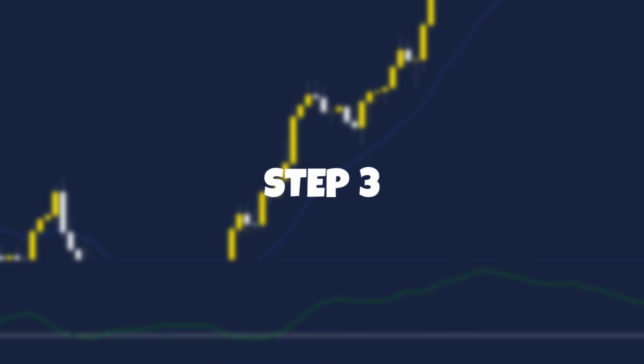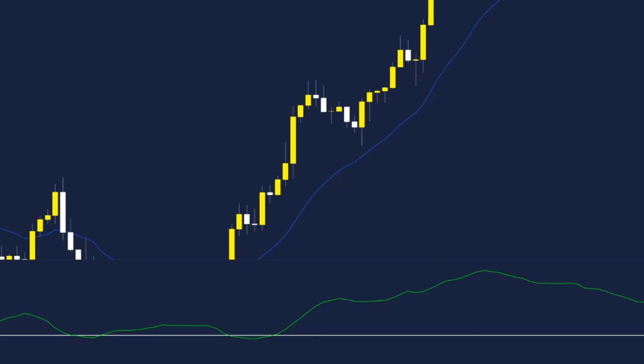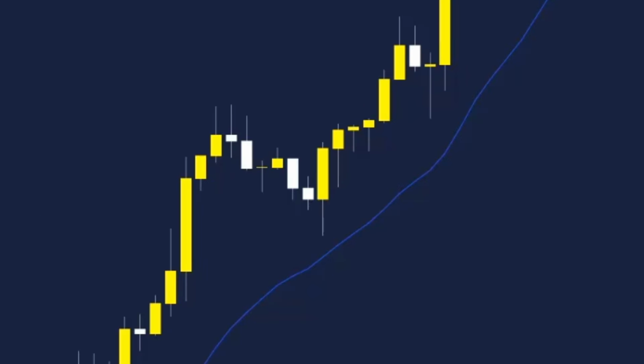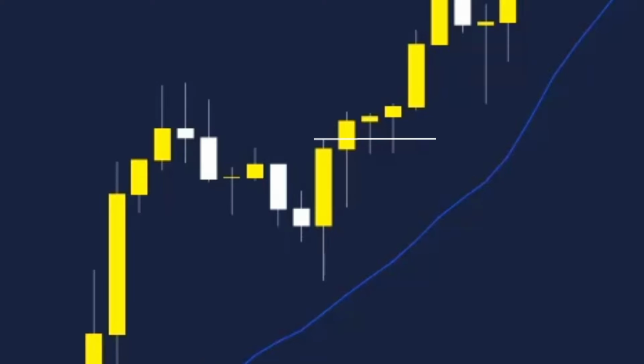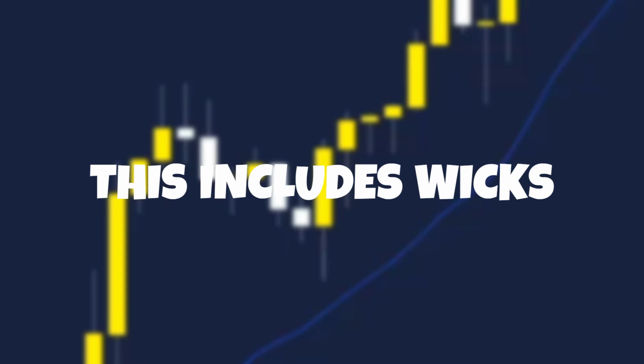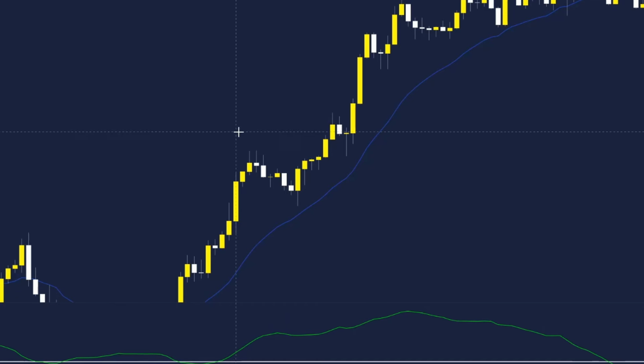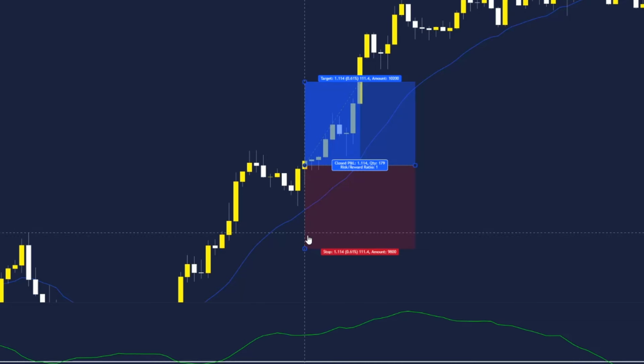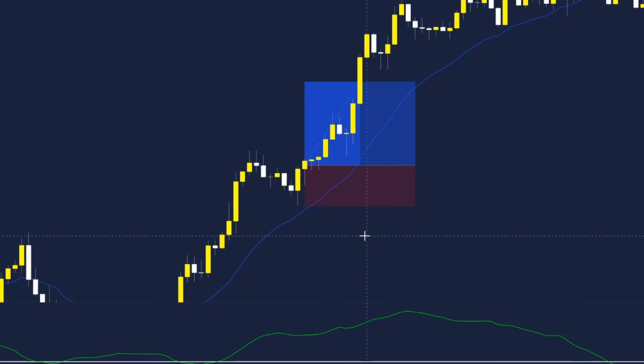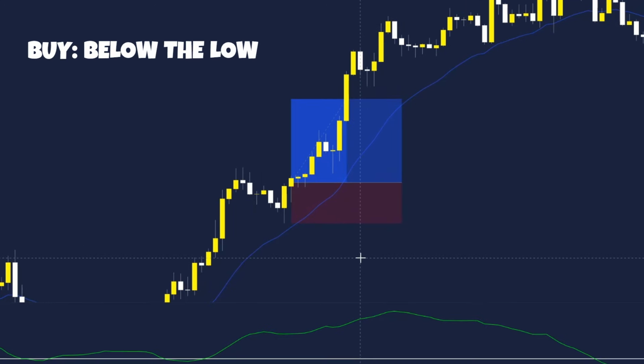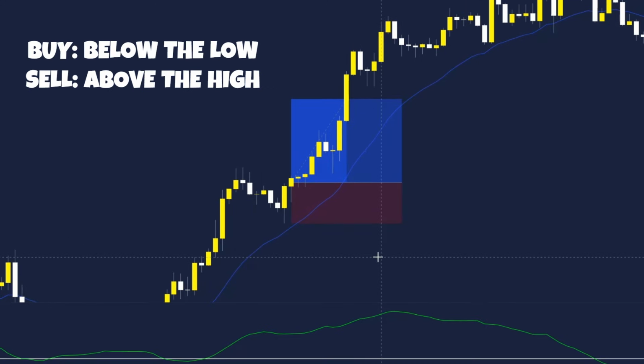Step 3 for this strategy, if step 1 and 2 are both valid, then we want to see price come above the high of the candle that pulled back and touched the 20 EMA period. Once the high of that candle is broken, we can then enter our trade. This includes wicks. Once the trade is placed, move your stop loss to the lowest point of the swing. This is where the price touched the 20 Exponential Moving Average. And for a buy, it goes below the low, and for a sell, it goes above the high.